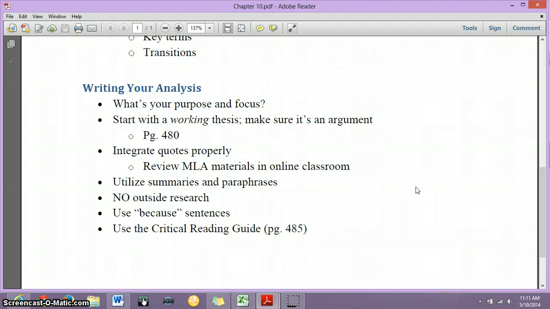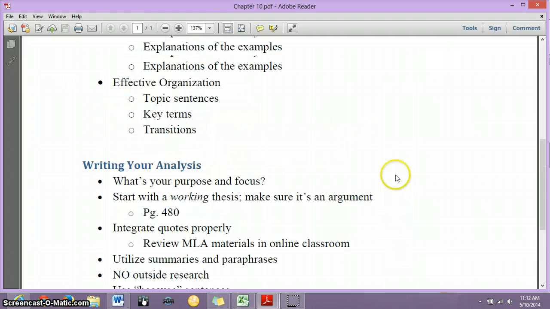Also, I like how the textbook points out because sentences. That's on page 483. So you can know that your paper is an argument if you're using a series of because sentences. So this is happening because this is stated in the text. So review that information and make sure that you use because sentences so that you know for sure that you've got an argument. Lastly, use the critical reading guide on page 485 to help you get started and how to plan and how to implement the three elements that I mentioned up here.